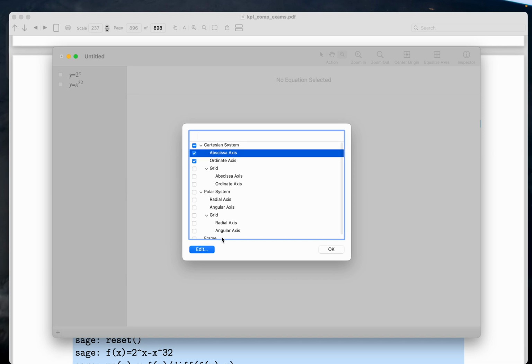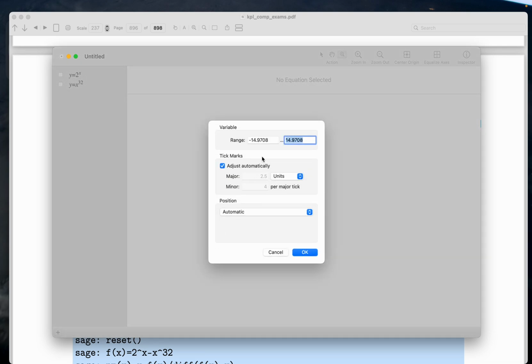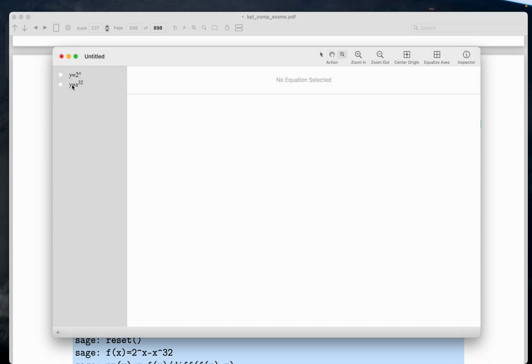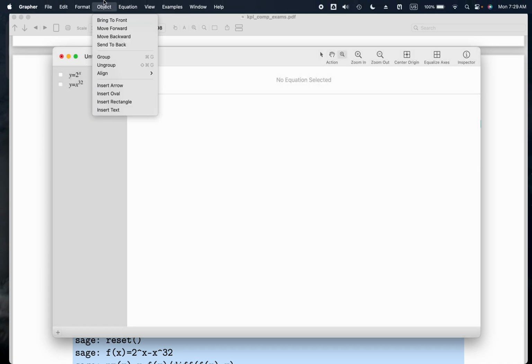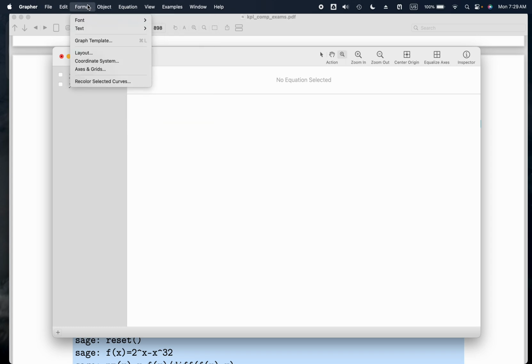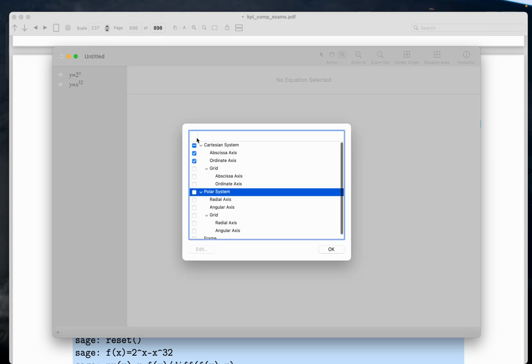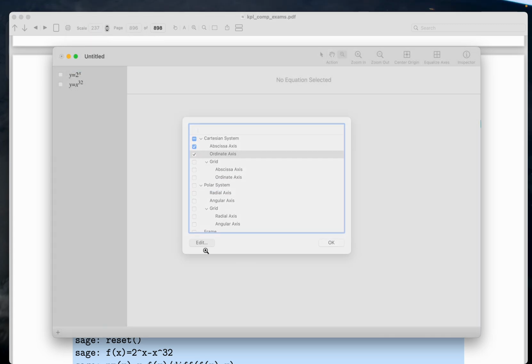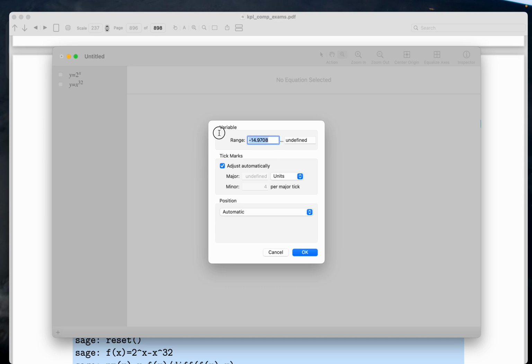And let's edit. Let's go between minus 5 and 5. Oops, not 55, 5. And let's do the ordinate. I must be seeing a region that's not even there at this point. Let's see, axis and grid. And for the ordinate, I'm going to go between, it's undefined, that's why. I'll do minus 2, and then I'll do 10.